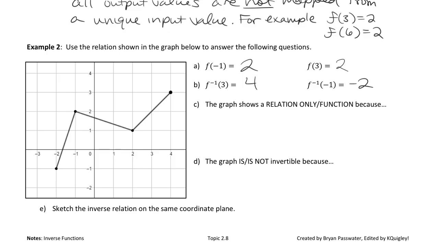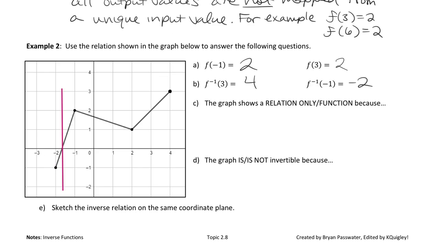This is looking at the actual one there. Do any of the x values repeat? They do not. Remember, my friends, this is the time in Algebra 1 where you would have done that vertical line test. So let me take this vertical line and drag it across the screen. Does it cross any of the lines more than once? No. So it's actually okay.